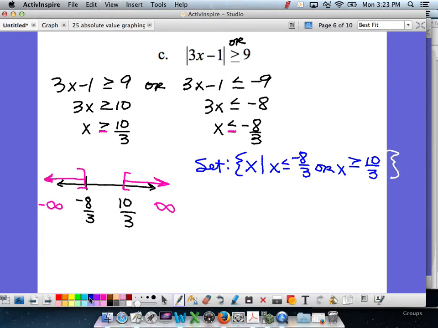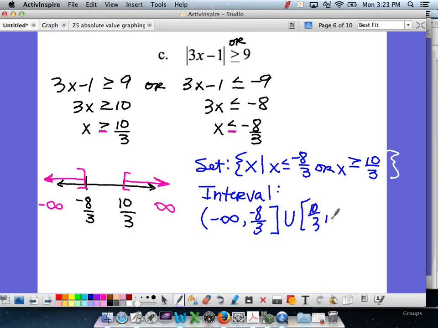For the interval notation, this is kind of writing it in shorthand, and I look at the graph. It starts down here at negative infinity, and negative infinity gets a parenthesis because it never touches negative infinity. It goes up to negative 8 thirds, and we already established that that got a bracket. With the or statement, it has a union, and I'm going to merge those two sections. Pick back up at 10 thirds, go all the way to positive infinity, and positive infinity gets a parenthesis. So this is the interval notation for this particular problem.